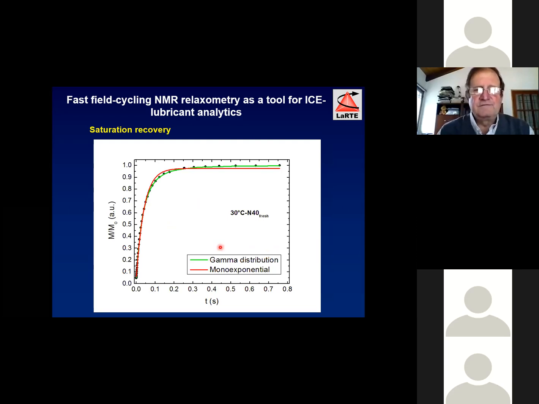Here the same, but for T1. You see that the difference between the gamma fitting and the exponential is much, much lower. So that's why fitting just with a non-exponential for field cycling data is not the ideal situation, but it's not so far from the gamma at the end.